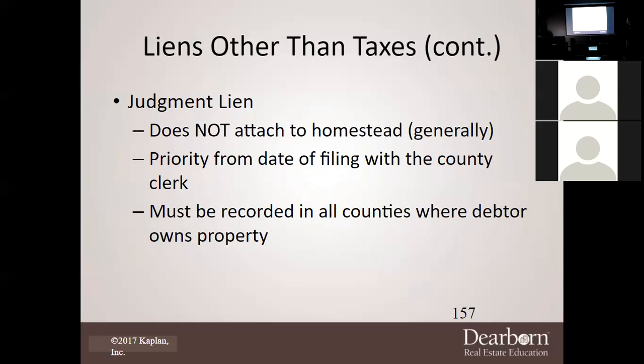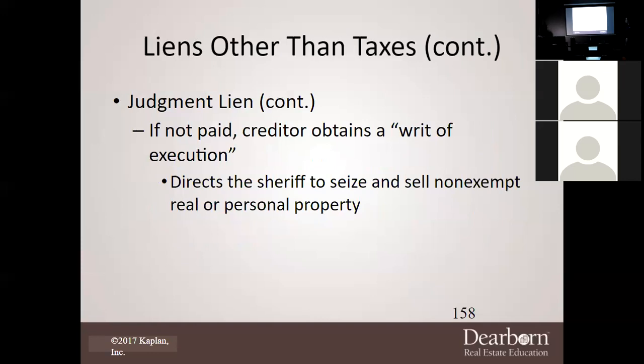Priority is from the date of the filing with the county clerk, and it must be recorded in all counties where the debtor owns property. So if Mr. Eugene has 10 properties all over the state of Texas, and I get a judgment in Brazos County, I still have to go file it in those 10 different counties. I still have a duty to get them filed so that I can attach to his properties.